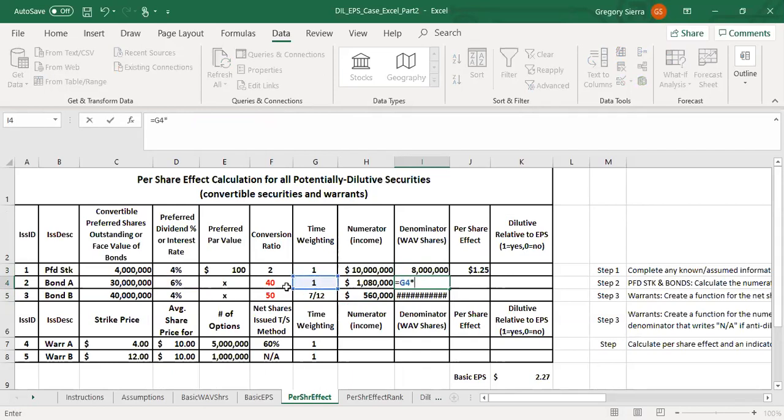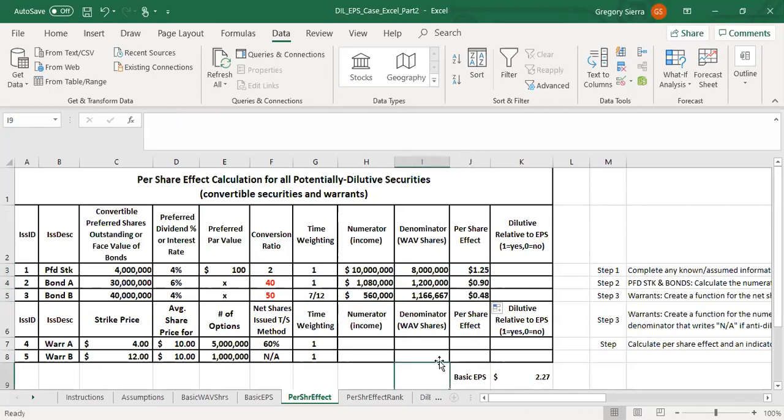times it by the conversion ratio, so that's how many shares for every bond, and then we have to calculate the number of bonds, which is the face value of 30 million divided by 1,000, which is the face value of one bond. So bonds trade in $1,000 increments. This is not made up for your class. This is how they actually trade, and so it's 1.2 million shares, 1.166667 shares, and the per share effect.